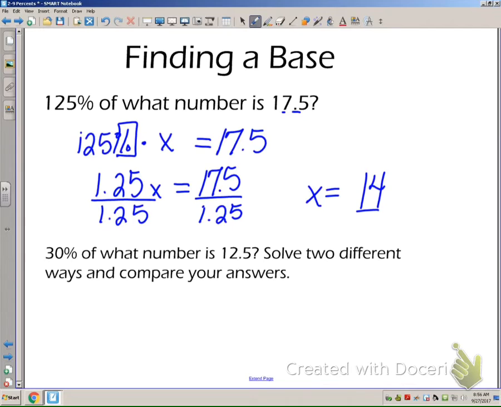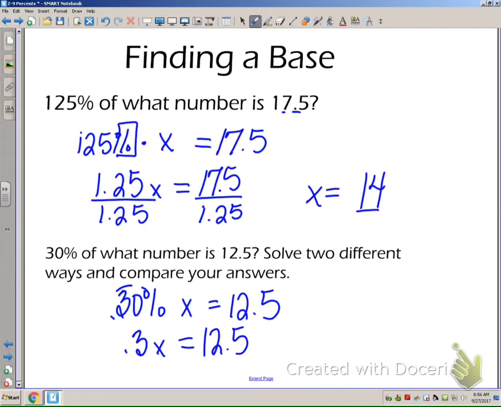30% of what number is 12.5? Once again, I want to convert this. 30% means 30 divided by 100, so that's 0.3 times X equals 12.5. So if I divide both sides by 0.3, I get, oops, I didn't put my decimal, 12.5 divided by 0.3 is 41.6 repeating.